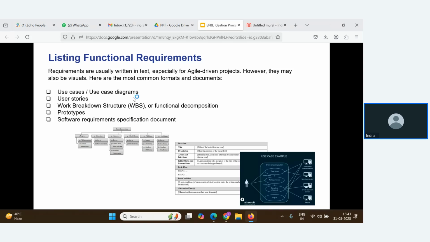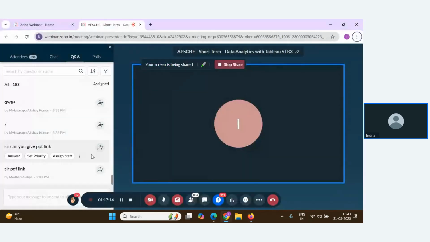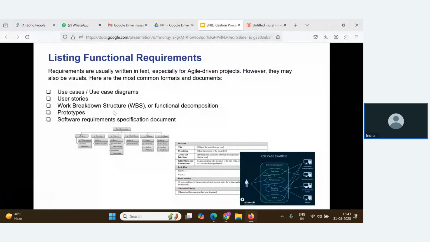So if you see here, guys, some of the functional requirements. This slide is talking about listing functional requirements. There are certain specific tasks or features that your project will have, which will be written and drawn as well. So this will help the team to better understand what needs to be developed. Okay, so let's understand this.